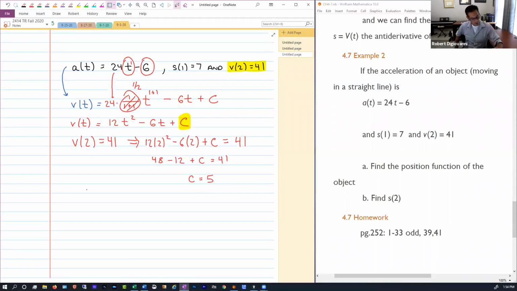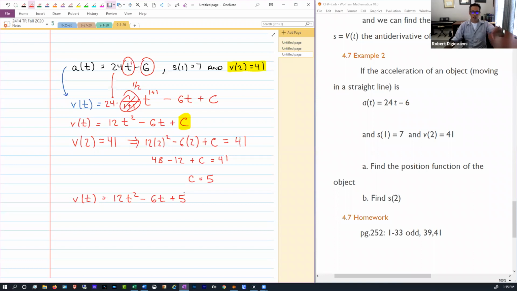Okay. So here's what we know now. We know the velocity function, and now there's no question about it. It's 12t squared minus 6t plus 5. Okay, so there's our velocity function. We started with acceleration, went back to velocity, used that point that was given to us, and now we know the exact one. And now we just get to play that game again.